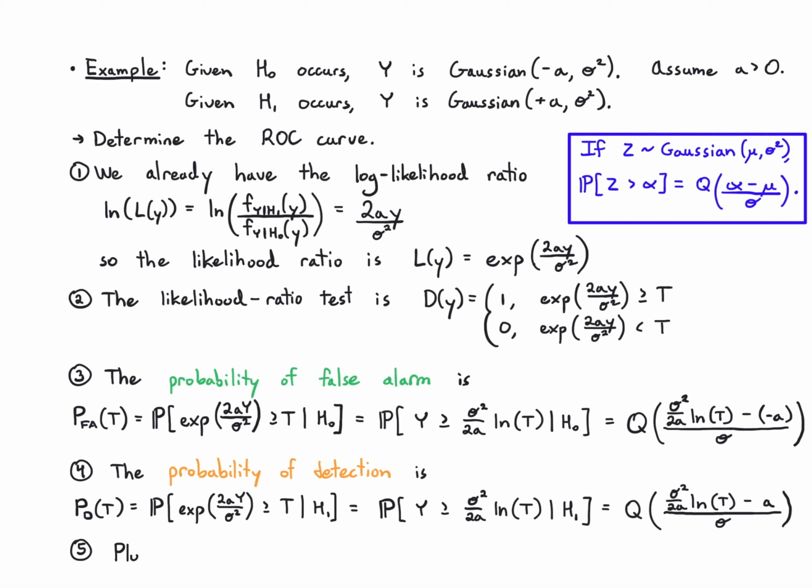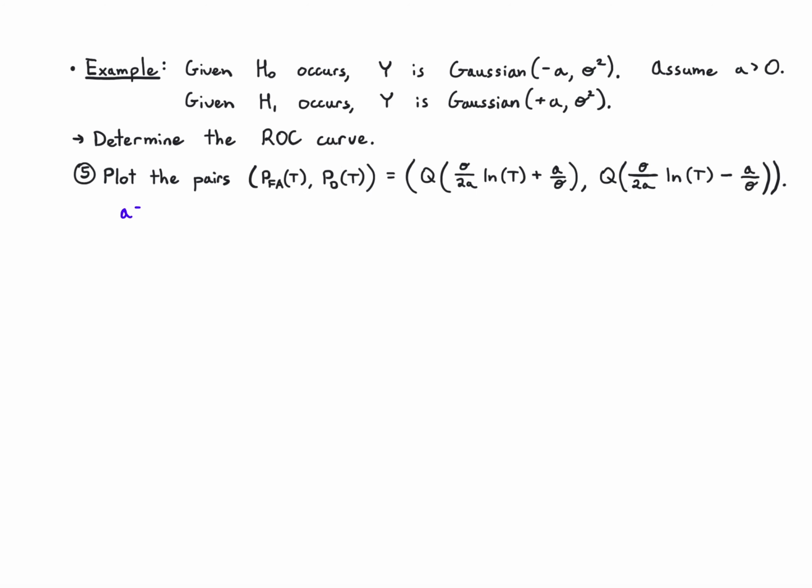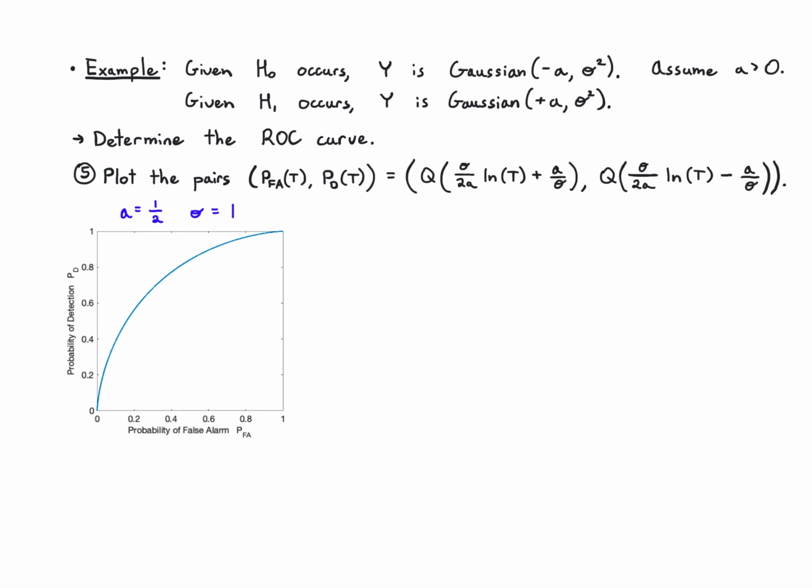Now on the next slide we're going to plot these pairs, the probability of false alarm and the probability of detection for a given threshold t. We're going to range the threshold all the way from 0 to infinity, and since it's continuous, that gives us a nice continuous plot. Here, in MATLAB, I plugged in a equals 1/2 and sigma equals 1, and I got a ROC curve, probability of detection versus probability of false alarm, by varying t.